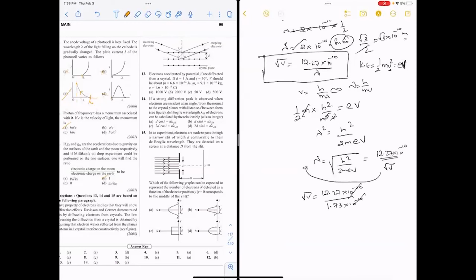This gets cancelled. 12.27 by this, how much are we getting? 1.7 times 7 is about 12, so approximately 7 I can take. So 7 7s are 49. Yeah, approximately 7. So V is approximately 49 volts. Right. So we have 50 here. C is 50 volts. Am I making sense, guys? 13th one.